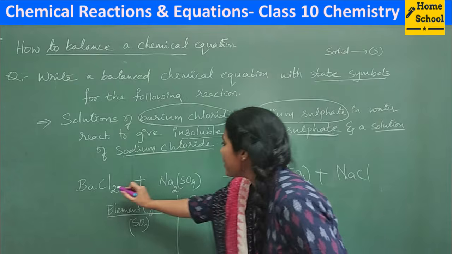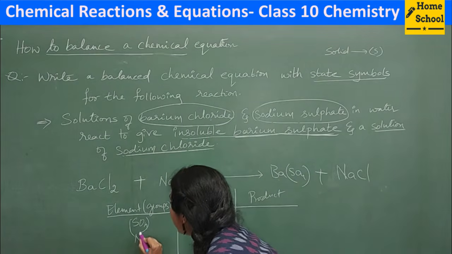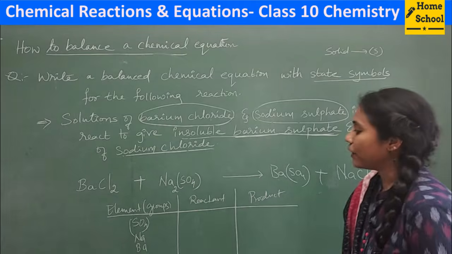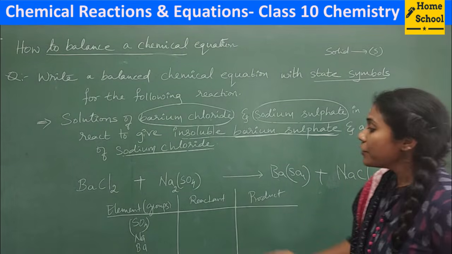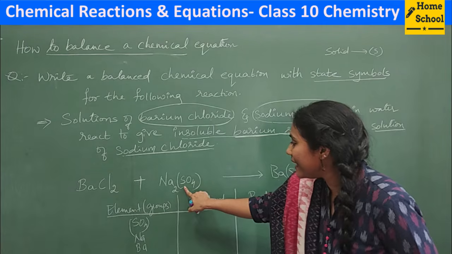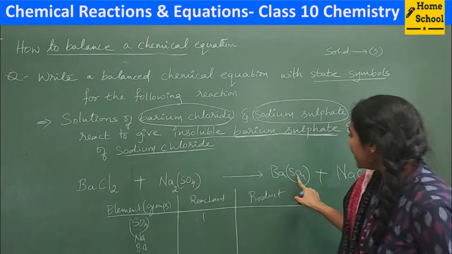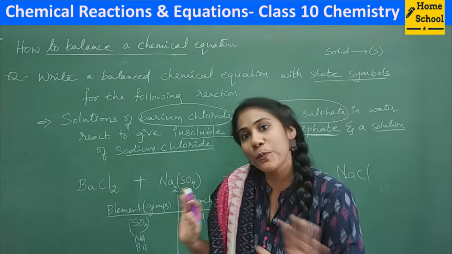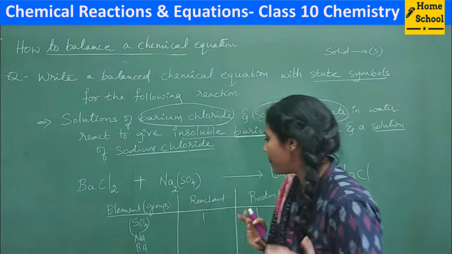Okay, so next, what are the elements present? Sodium is there, barium is there, chlorine is there, right? Fine. So SO4 groups, how many are there on the reactant side? 1. How many on the product side? 1. It is already balanced. So don't touch the groups. Already it is in a balanced form.